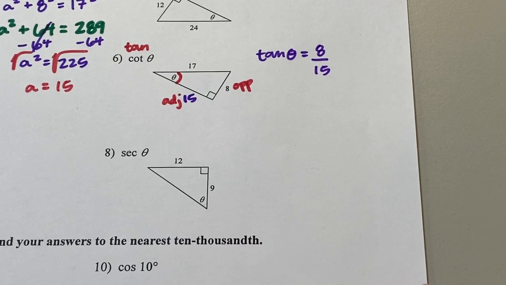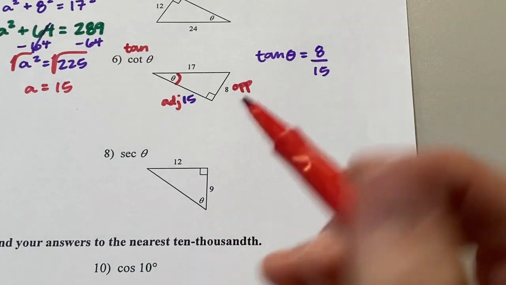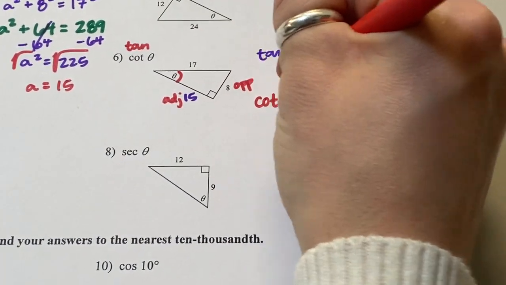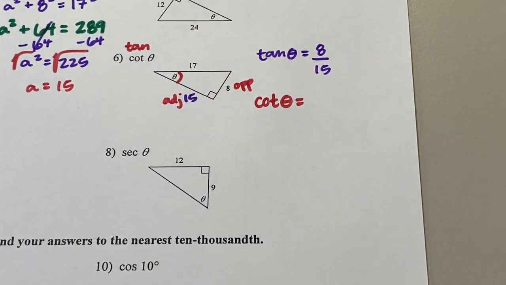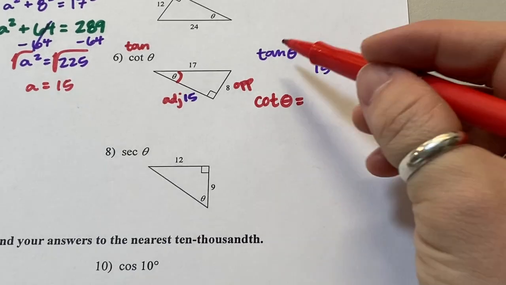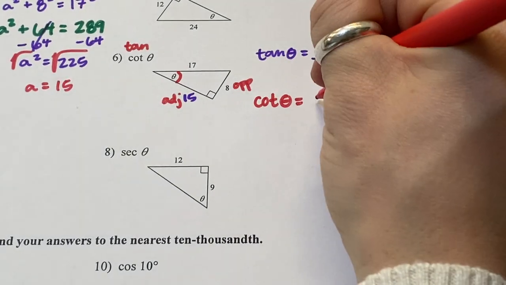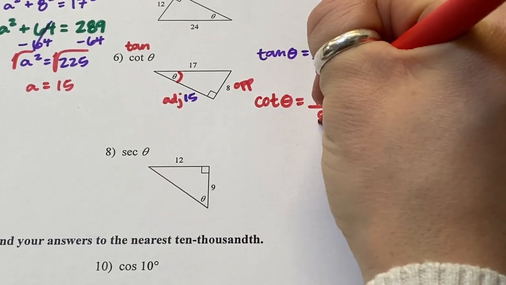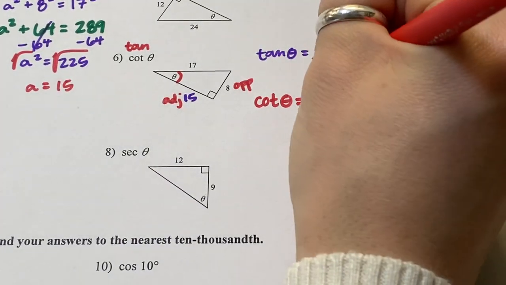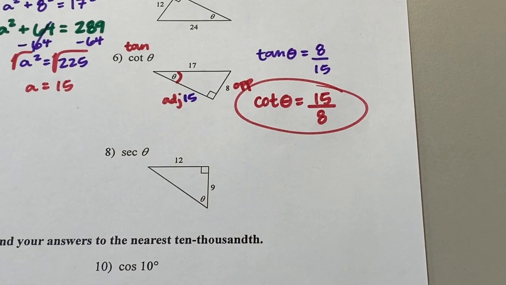But that's not my end goal. I want the reciprocal, which is cotangent. You just flip it. It's literally that easy. If tangent of theta is 8 over 15, cotangent of theta is 15 over 8. Nice.